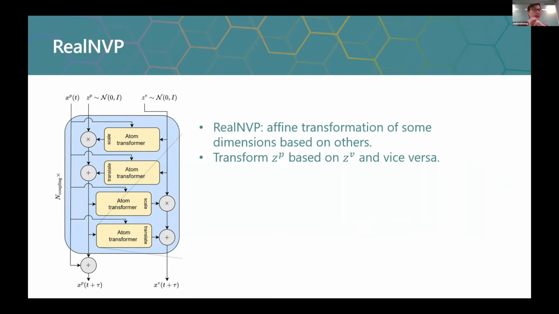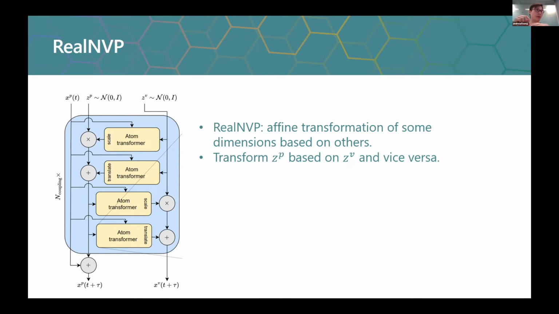And what we're going to do is we're going to have a model that outputs two kinds of quantities, the positions and the velocities. And since we're going to output two kinds of quantities, we're going to have two kinds of latent variables. In practice, we just split the vector into two parts. One part of the latent variables will represent the positions and one part will represent the velocities. And we're going to implement the real MVP by transforming the positions based on the velocities and vice versa.